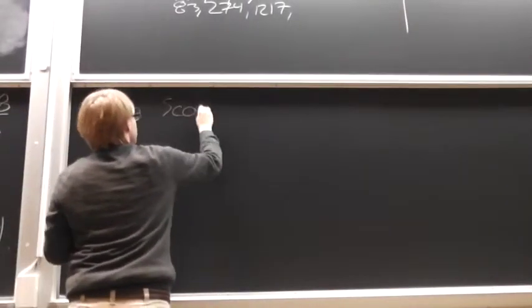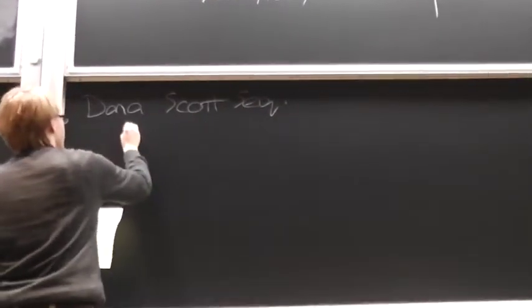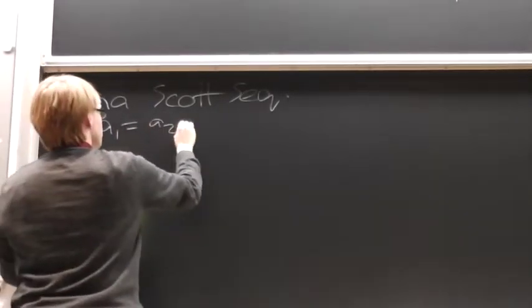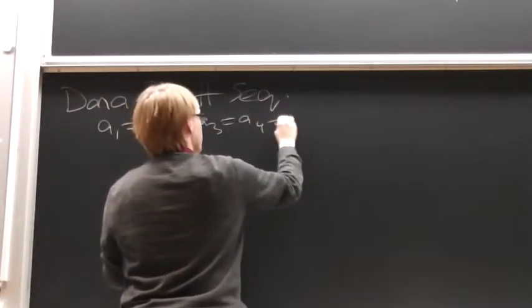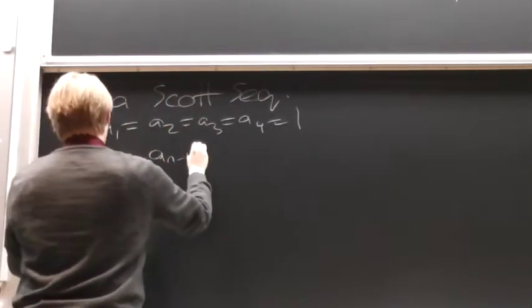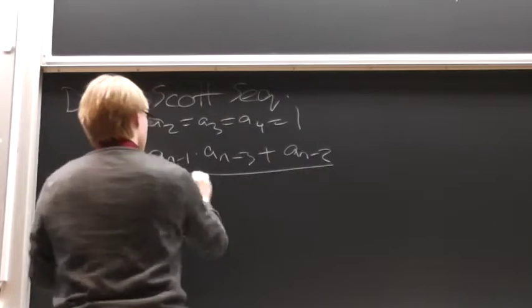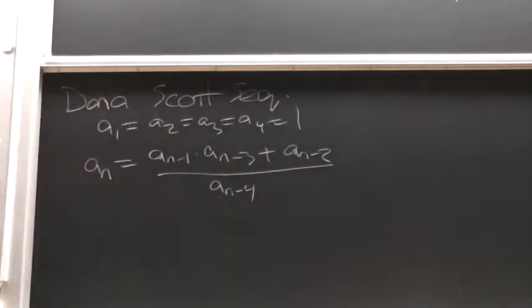And so here we come with the Dana-Scott sequence. And so this is probably experimental math at its finest. So we start off with a sub 1 equals a sub 2 equals a sub 3 equals a sub 4 equals 1. And then after that, a sub n is defined by a sub n minus 1 times a sub n minus 3 plus a sub n minus 2 over a sub n minus 4. Does anybody see what's different between that and the Somos 4 sequence? Yeah, it's not squared.